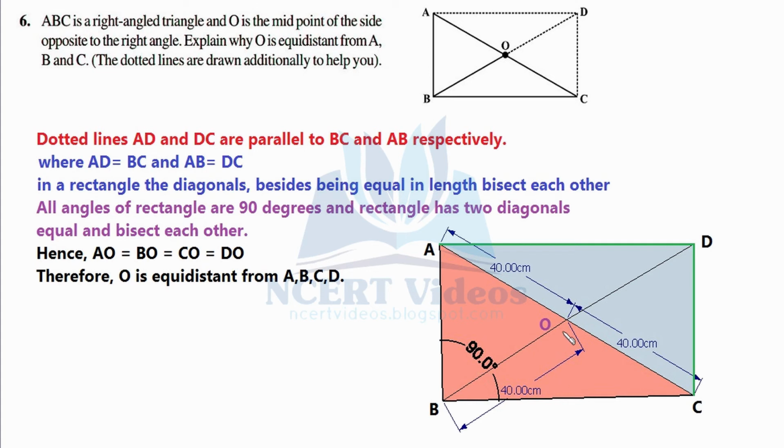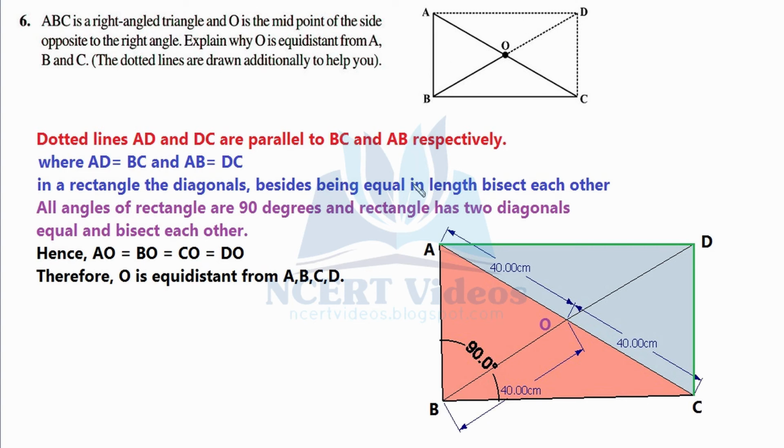We have to tell that this point O is equidistant, that means of equal measure, from A, B and C respectively. That is, the distances AO, BO and CO will be equal to each other. This particular statement needs explanation, and the hint is given to us. The dotted lines are drawn additionally to help you. They are just given as a hint.